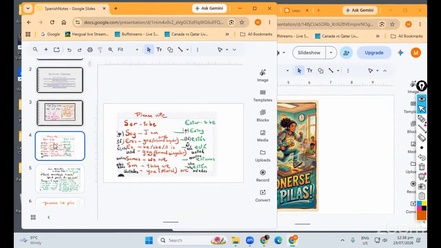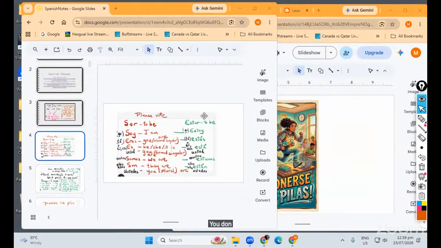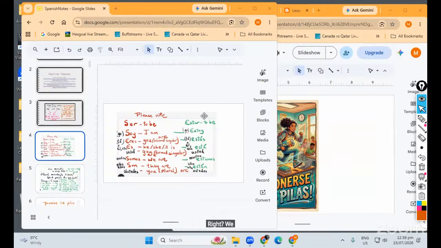Yes, pace, read it out loud. Sometimes have non-distracting music in the background, not videos, because that always distracts. Not your phone, that always distracts, right? You don't have to plan to do it for half an hour. You could plan to do it for 5 minutes. You could set a timer on your watch, right? We could survive most things for 1 minute, 2 minutes, 3 minutes, right?